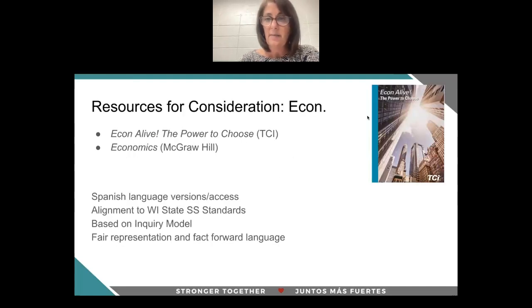For econ, there are two resources the econ teachers would like to pilot, and that is Econ Alive, The Power to Choose by TCI, and Economics by McGraw-Hill. Same thing again, the TCI has great Spanish language version, McGraw-Hill as well. They are both aligned to the Wisconsin State 26 Social Studies standards. Both texts are based on an inquiry model, and they include fair representation and fact-forward language.